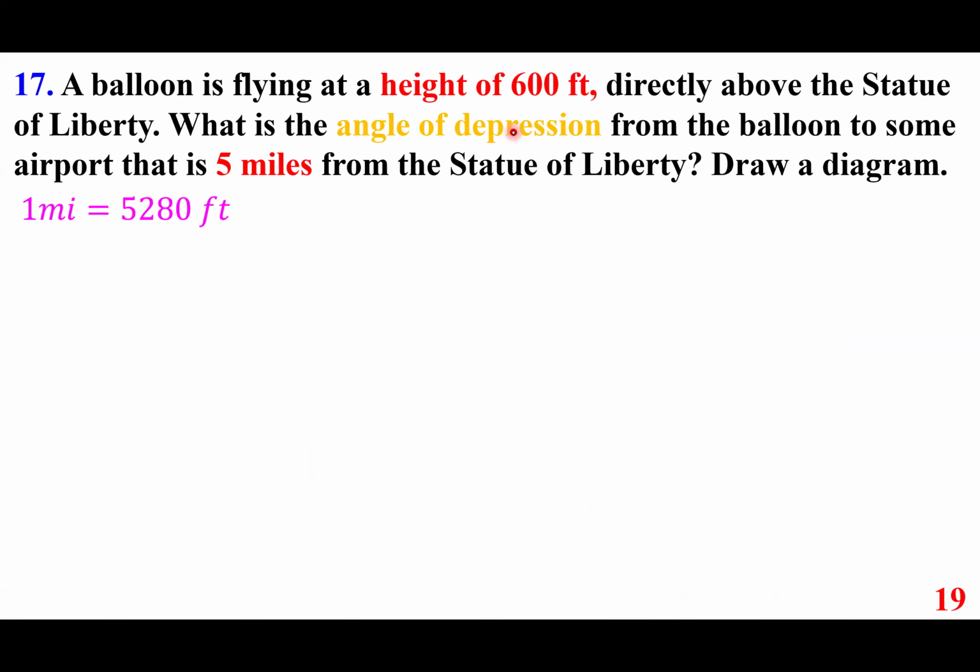A balloon is flying at a height of 600 feet directly above the Statue of Liberty. What is the angle of depression from the balloon to some airport that is 5 miles from the Statue of Liberty? Draw a diagram. In my opinion, it can't be done without a diagram. And of course, remembering that 1 mile is 5280 feet.